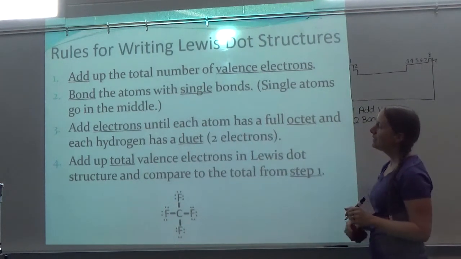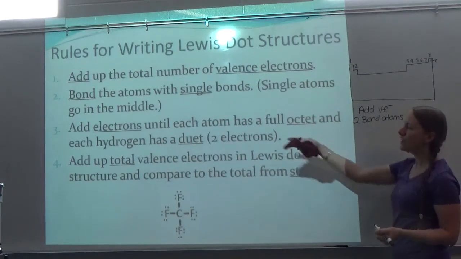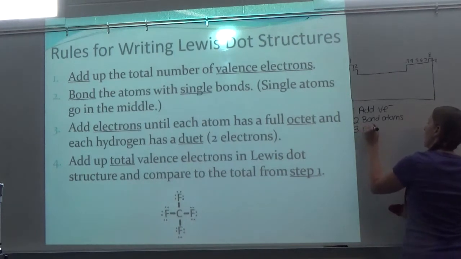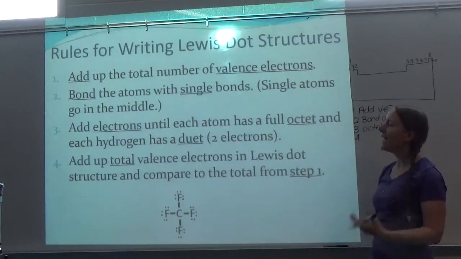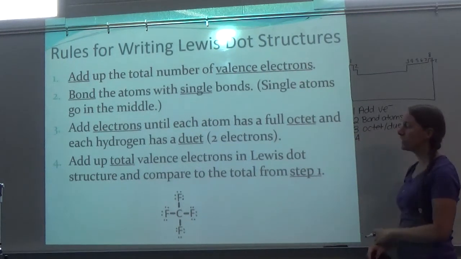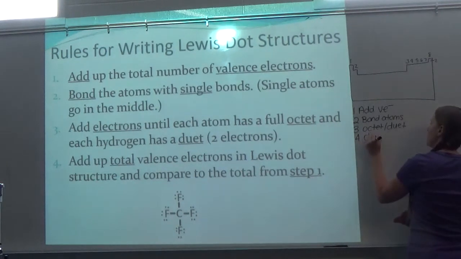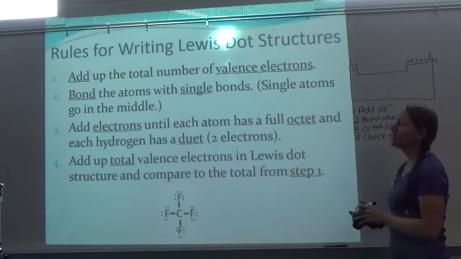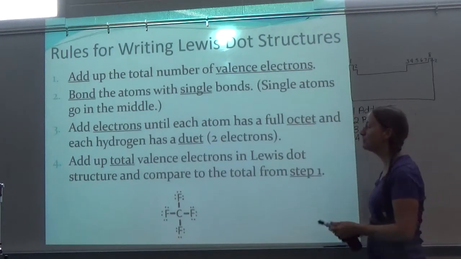Step 3, add electrons until each atom has a full octet or each hydrogen has a duet, which is 2 electrons. All right, so I'm just going to put octet / duet. And then step 4, add up total valence electrons in the Lewis dot structure and compare to the total for step 1. So I'm just going to put check the total. Now, in the beginning, this is going to be very confusing. It takes a while for you to fully understand this, so just bear with me on this.